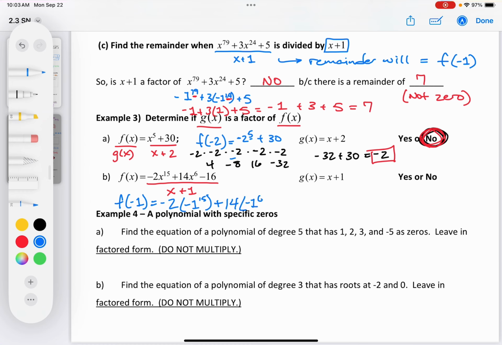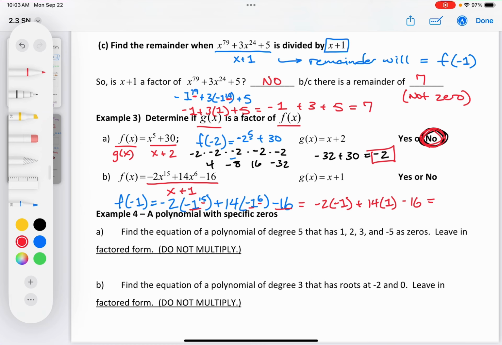negative 1 to the 6th minus 16. All right, so what I've got here is a negative 1 to an odd power. Negative 1 to an odd power, so that's going to give me negative 2 times negative 1. And then I've got a negative 1 to an even power, plus 14 times 1. And then I've just got a minus 16 here at the end.